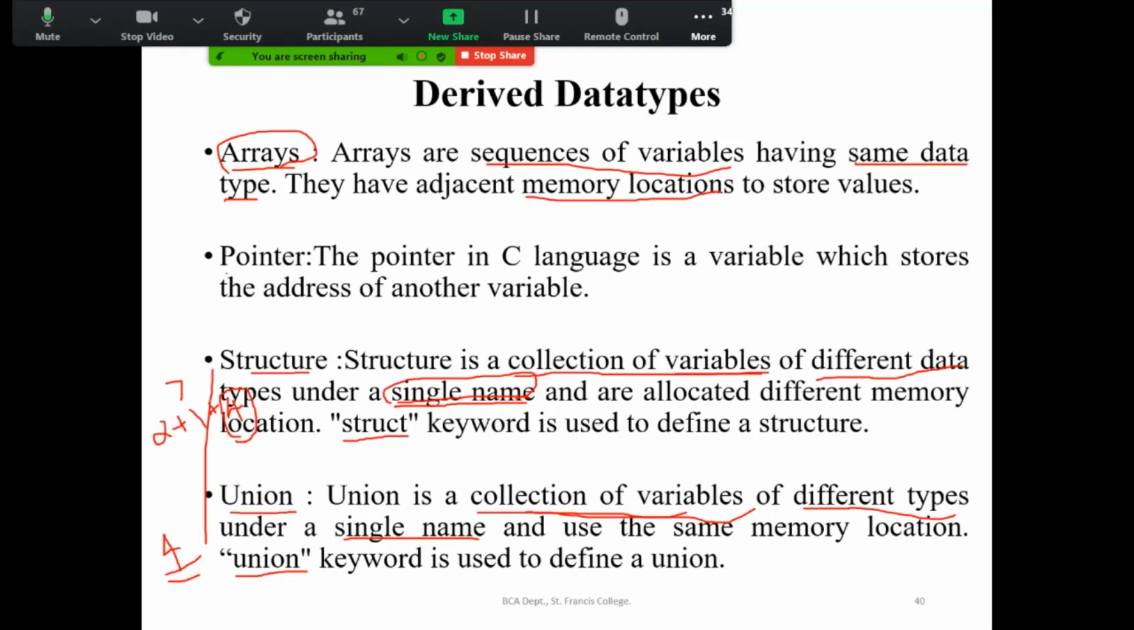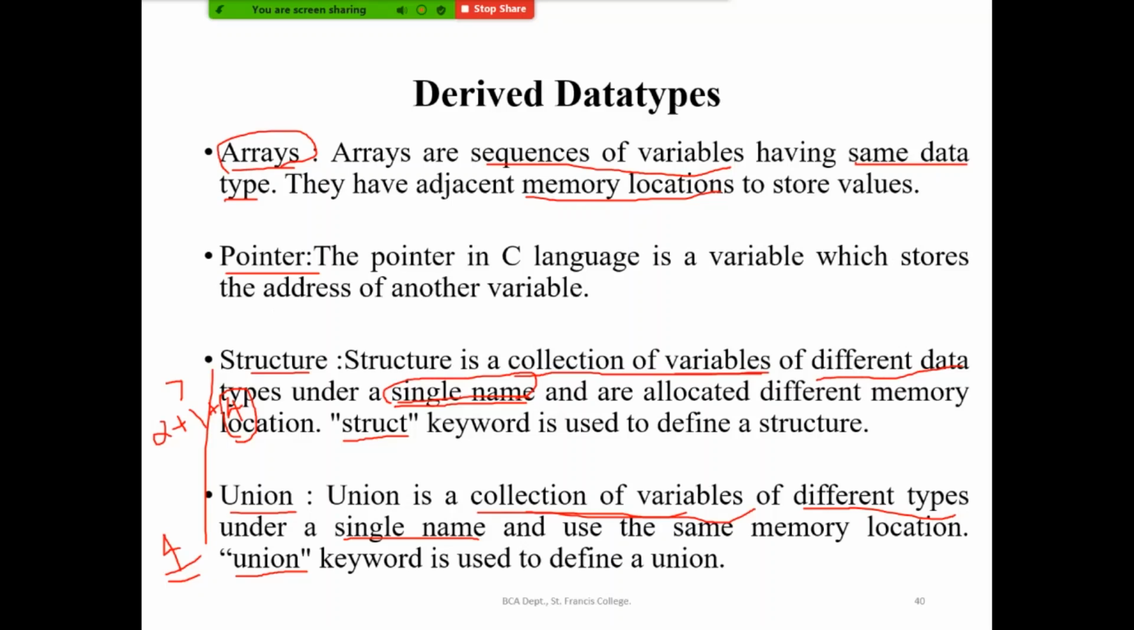One more derived data type is pointers. As you know, when we declare a variable, memory will be allocated in the memory. So if I am declaring an integer variable called a, this variable will be allocated a memory space of some size. For an integer, how much should the size be?